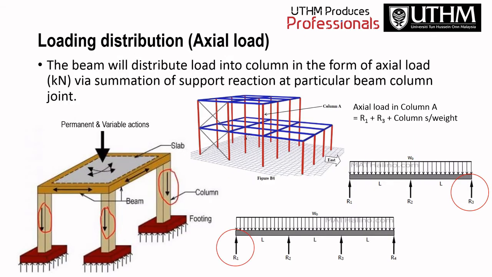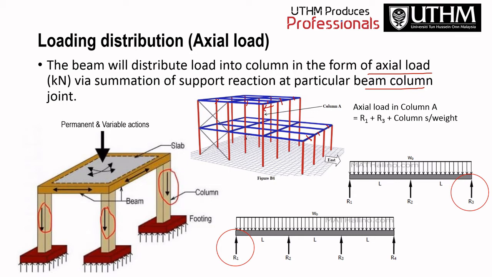Okay, so for the loading distribution for the axial load, the beam will distribute the load into columns. So the column carries it in the form of axial load. The load from the beam will be transformed into axial load via the summation of support reactions at the particular beam column joint. You can see that this is the beam, this is the beam, this is the beam, the blue color is all the beam. So the load from the beam will distribute to the column.